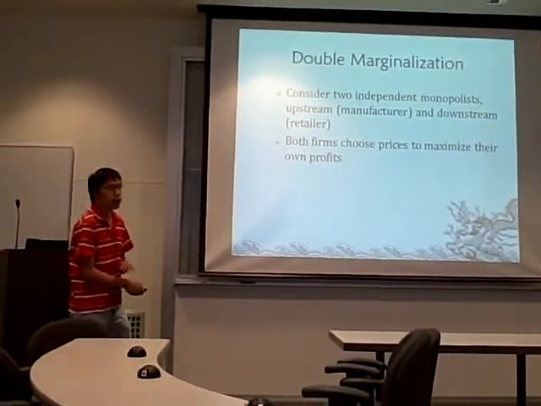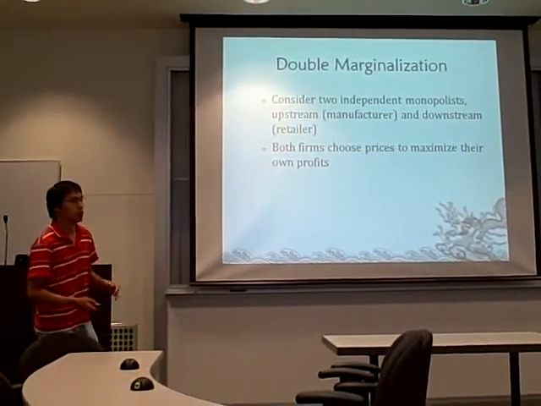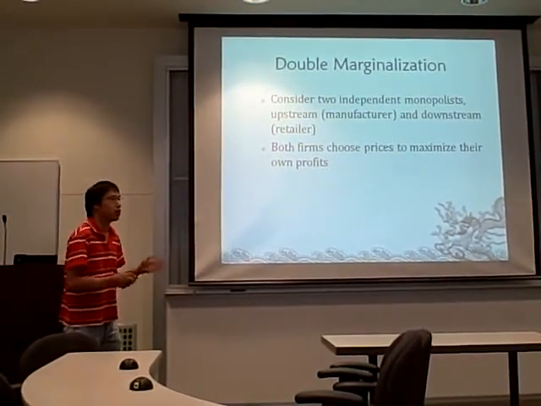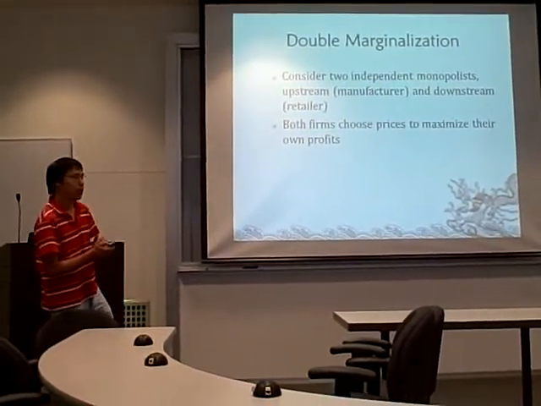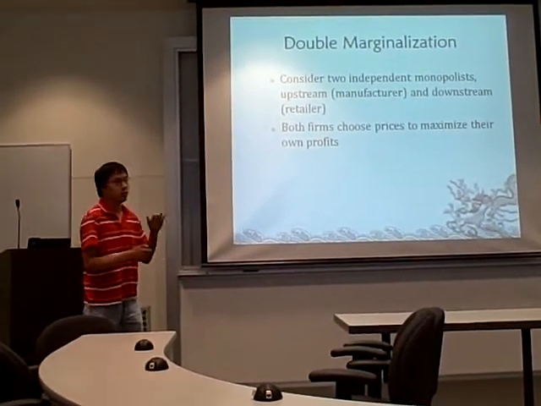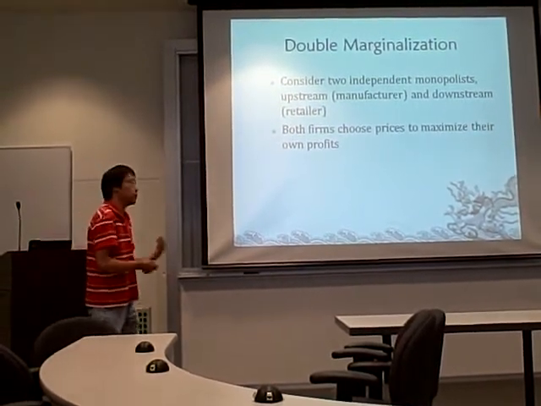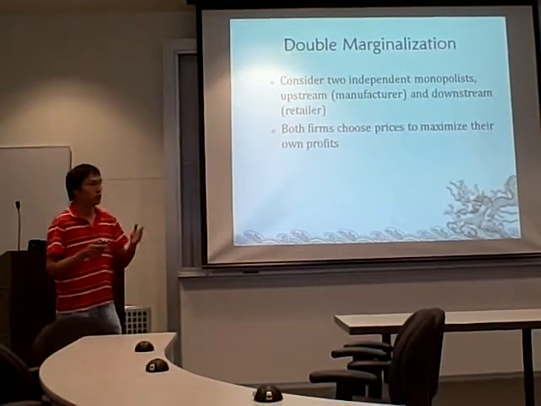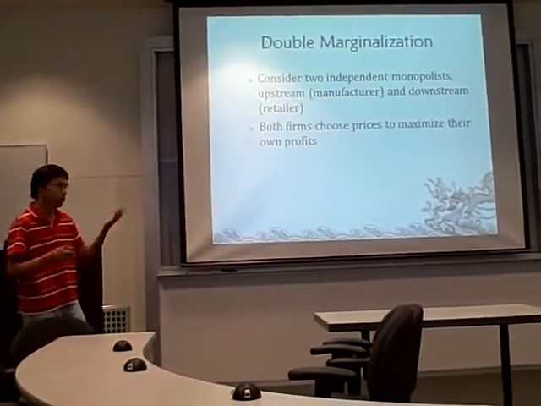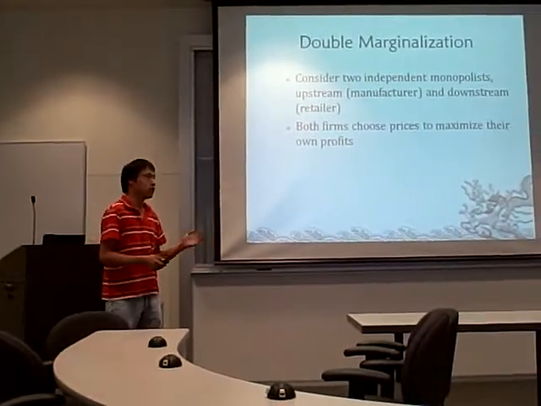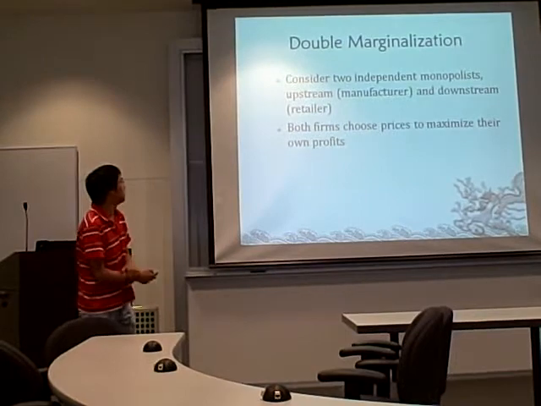Basically, the manufacturer spends some marginal cost, produces some products, and sells them to the retailer. The retailer pays a wholesale price to the manufacturer and sells these goods to the consumer. The consumer pays the retail price, and the consumer pays money to the retailer, and the retailer pays money to the manufacturer. This is the financial and product flow.